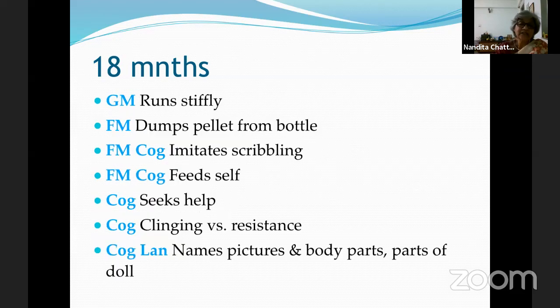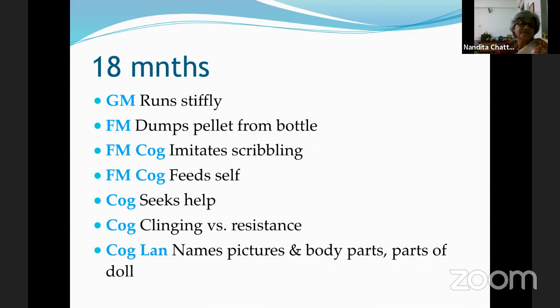Next, 18 months. Next slide, please. Now he's running stiffly. Those small objects that he had put into a bottle, now he can dump them out. The scribbling that he was doing, now he can imitate a line. He is learning his own activities, learning to feed himself. He can ask for help. And he now knows pictures, learning to identify objects, learning to identify body parts. He's playing with a doll. We go further to 2 years.